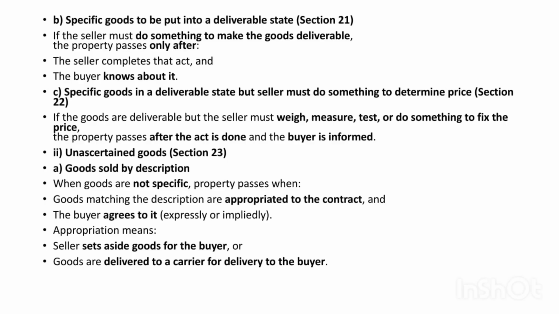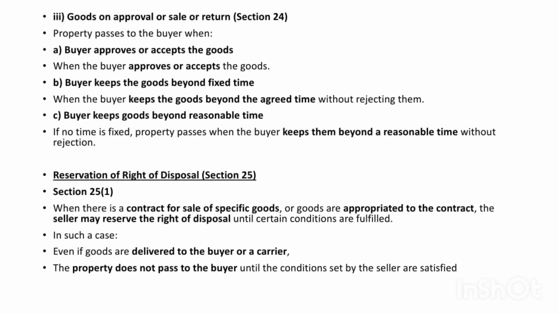So sections 21 and 22 delay ownership till the seller's act is done. Section 23 says for unascertained goods, ownership passes at appropriation. Let's move on to the next topic, section 24, goods on approval or sale or return. This covers a very common business practice. Here the buyer takes goods first, checks them and then decides whether to keep or return them. Till the buyer decides, the seller is the owner. The property passes to the buyer when the buyer approves or accepts the goods, when the buyer keeps the goods beyond the fixed time, and when the buyer keeps goods beyond a reasonable time.